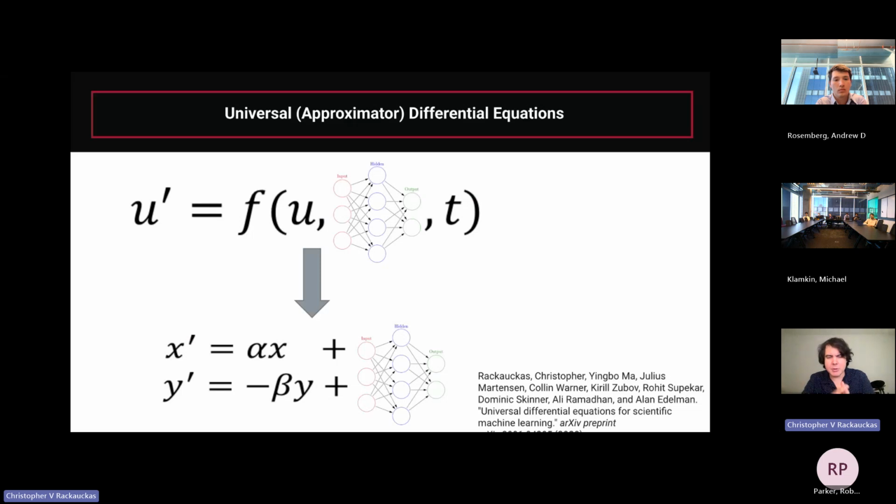Right? And so here's one technique to be able to achieve this: universal approximator differential equations. The idea behind these is to use neural networks not as a model of the brain or whatever Sam Altman likes to say about neural networks, right? The whole point is that we want to use them as a function approximator.